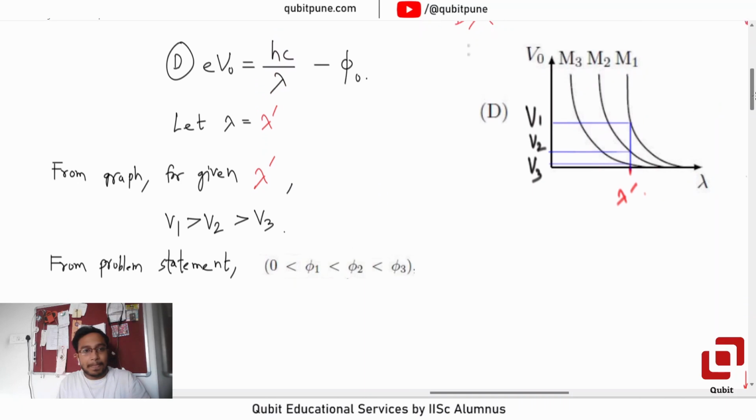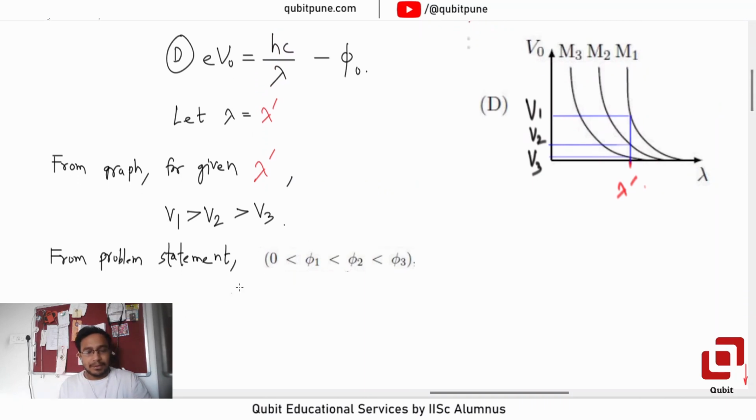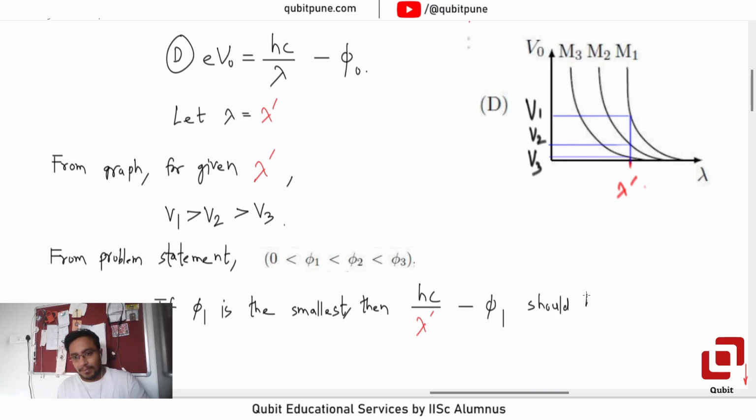Look, if phi 1 is the smallest, then hc by lambda prime minus phi 1 should be greatest, or largest.